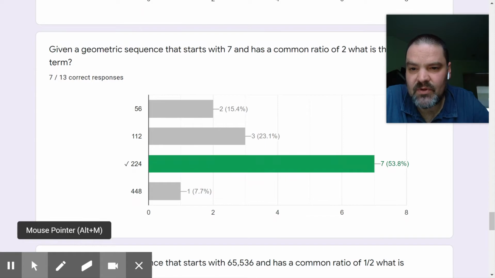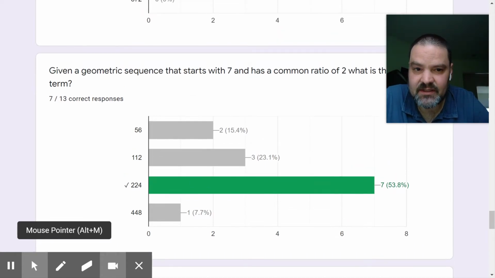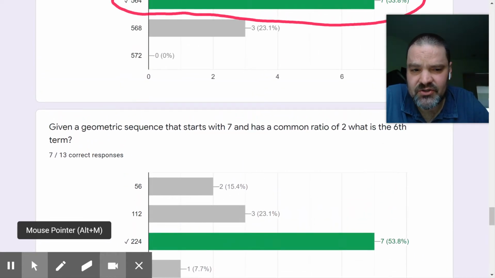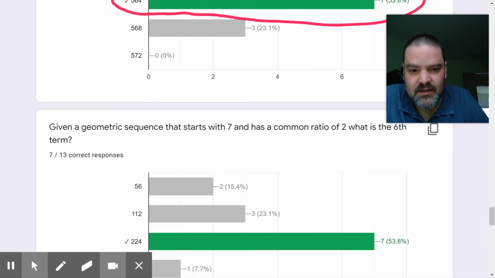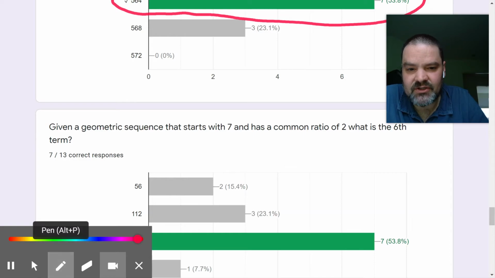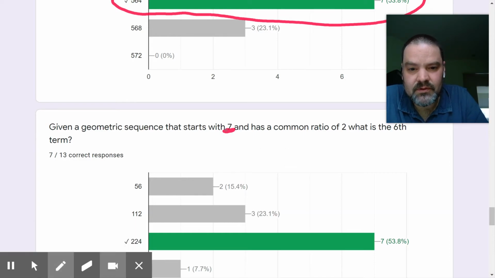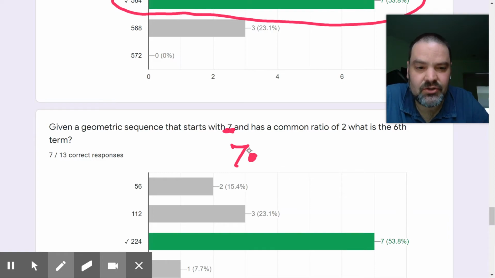All right, this time we have a geometric sequence. This one's a little bit trickier because the geometric ones change fast because you keep multiplying by the same thing over and over again. And you keep doing that, it changes very quickly. So, okay, so we start with 7, and we have a common ratio of 2. So you start with 7, and you keep multiplying it by 2.